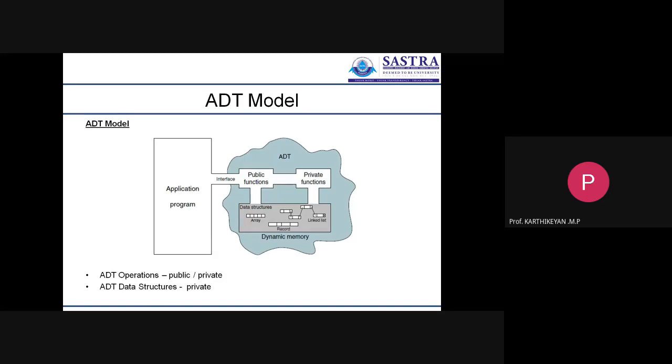Now in ADT, as I already told, these two things are important: ADT operations and ADT data structures. What data structures are used internally? Based on that, the efficiency of the ADT will be improved or decreased. The ADT operations: what are all the operations that are public, visible to the application programmer? So this is the general ADT model. Whenever we are creating any ADT, it should follow this model only.